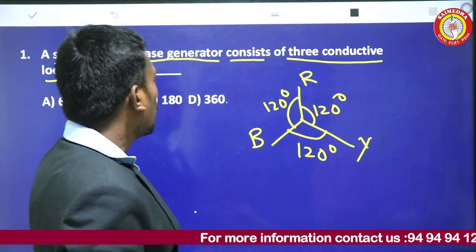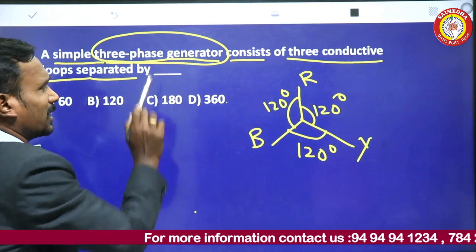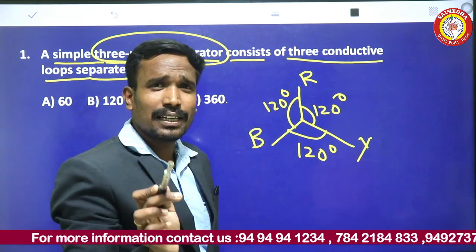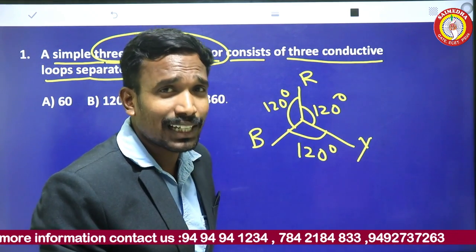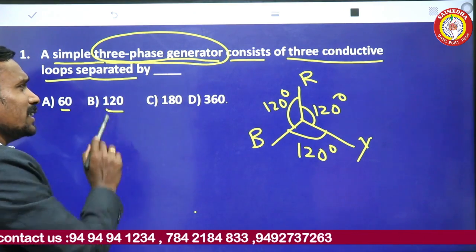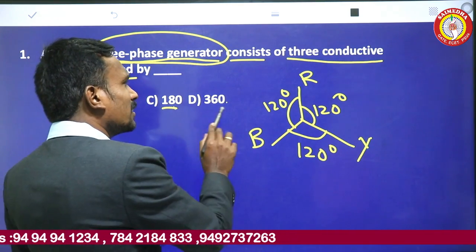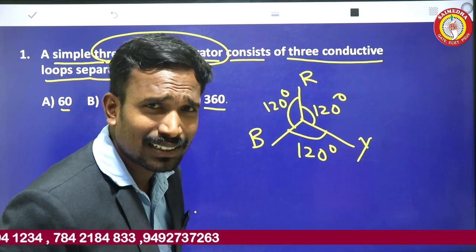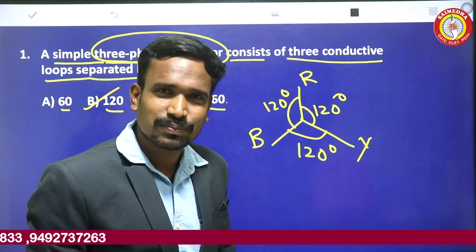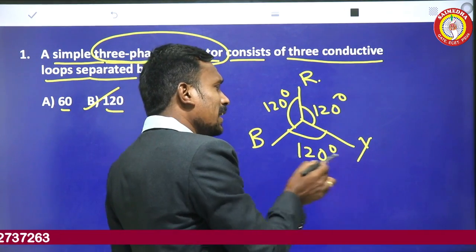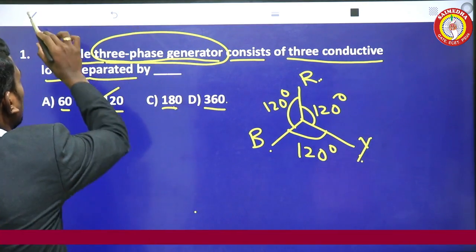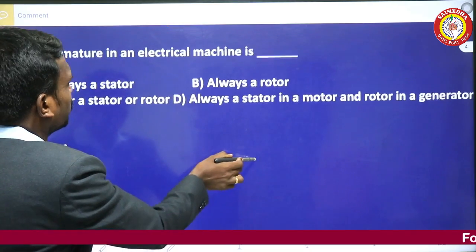So here also, a three-phase generator consists of three conductive loops, and each loop should be separated by how much angle? Option A is 60 degrees, B 120 degrees, C 180 degrees, D 360 degrees. Which is the correct answer? The correct answer is 120 degrees. It is always separated by 120 degrees only. This is the first question, a very simple question. Let's go for the second question.